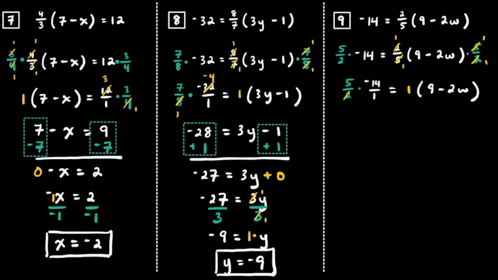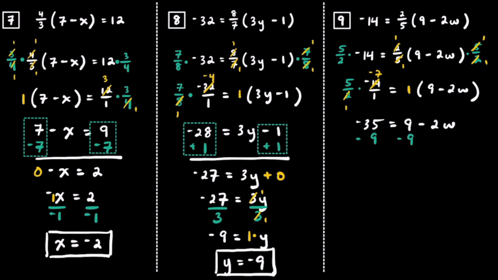On the left side, this 2 and negative 14 will cross cancel to make a 1 and a negative 7. And 5 times the negative 7 is going to be negative 35 over 1, or just negative 35. And on the right side, we can just go ahead and drop that 1 and say it's 9 minus 2w. At this point, we have a two-step equation, so let's go ahead and try to isolate that w.